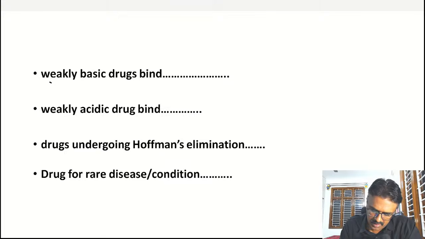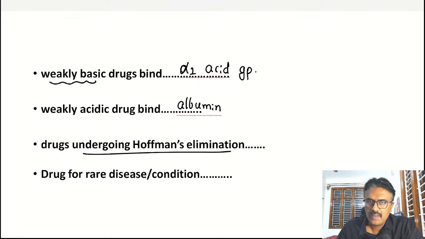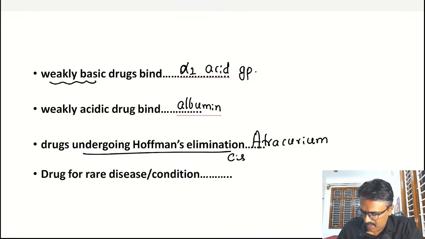Weakly basic drugs, where do they bind? They bind to alpha 1 acid glycoprotein. Weakly acidic drugs bind to albumin. And which drugs undergo Hofmann elimination? I told you the names: atracurium, and if it has a sister, cisatracurium.